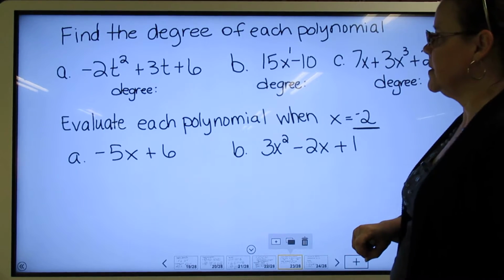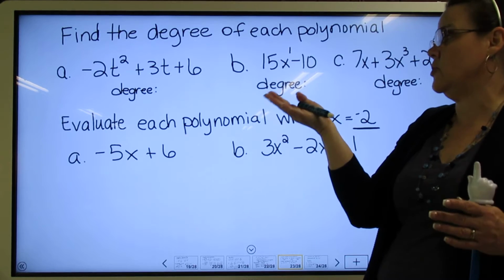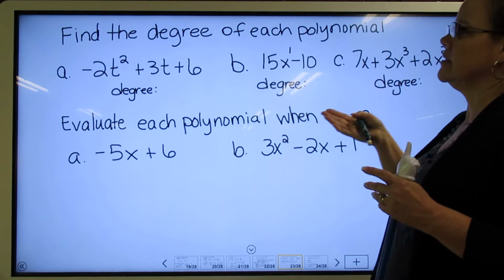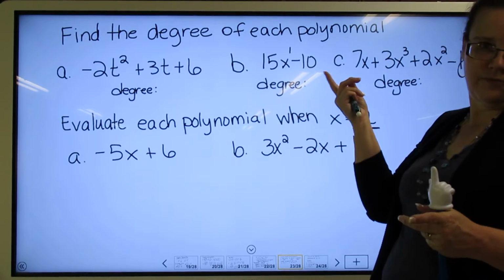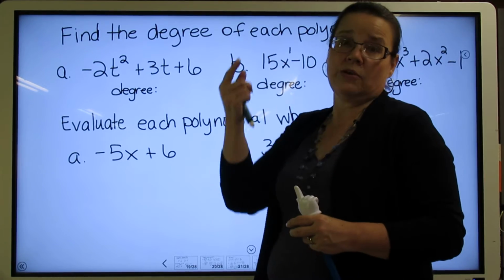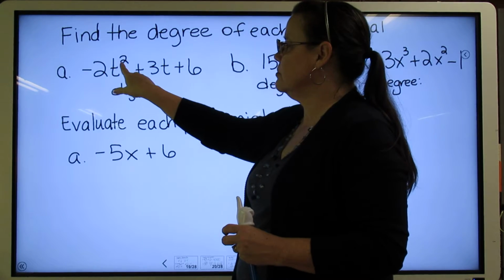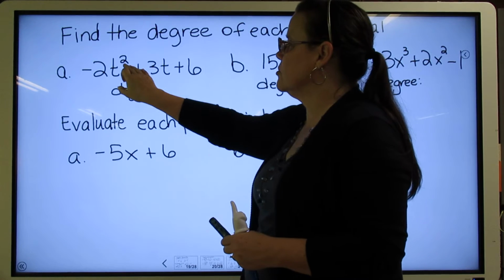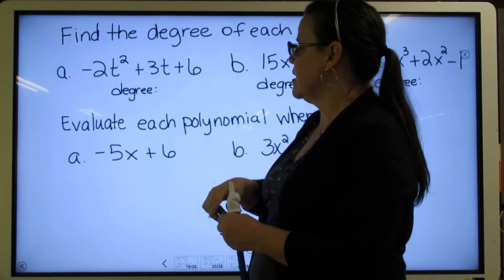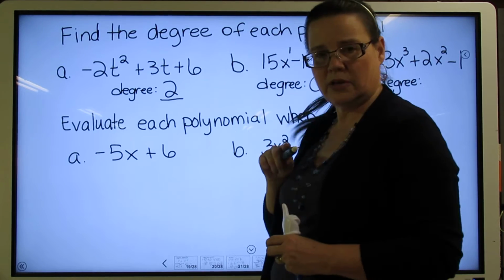Our next thing up is find the degree of each polynomial. So this is where you would come in and you would figure out what the degree is. And then I have the students tell me what they think it is. But let's see if you can figure it out. And you yell it out on your side and I'll tell you on this side, right? Negative 2t squared plus 3t plus 6. And you're looking at the degrees of 2 or 1, and you would say the biggest exponent is 2, right?